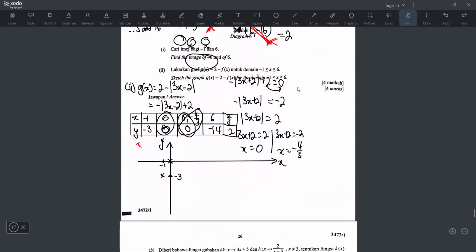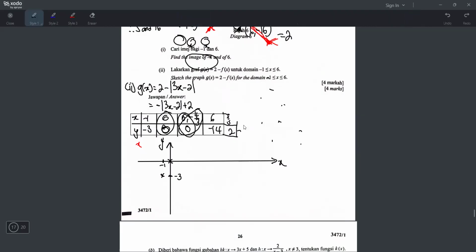Negative 3x minus 2 plus 2 equals 0. 3x plus 2 equals 2. 3x plus 2 equals -2. Hmm, sekejap, mana saya buat salah? 3x minus 2 equals 2. This one is minus or plus? This one is minus, right? Ayo, alamak. Yeah, this one is minus. So sorry. Okay, so I made a mistake here.